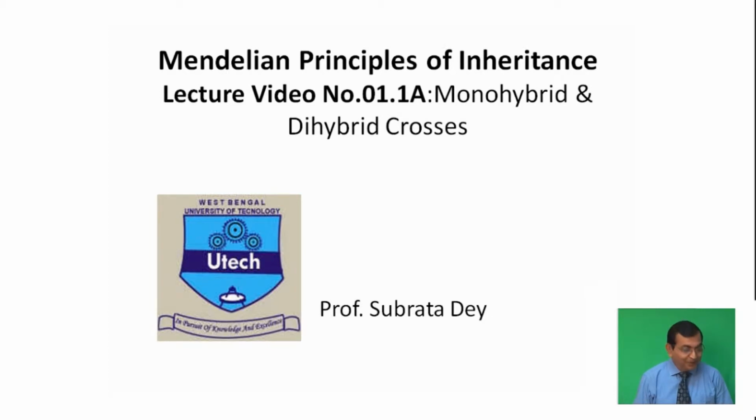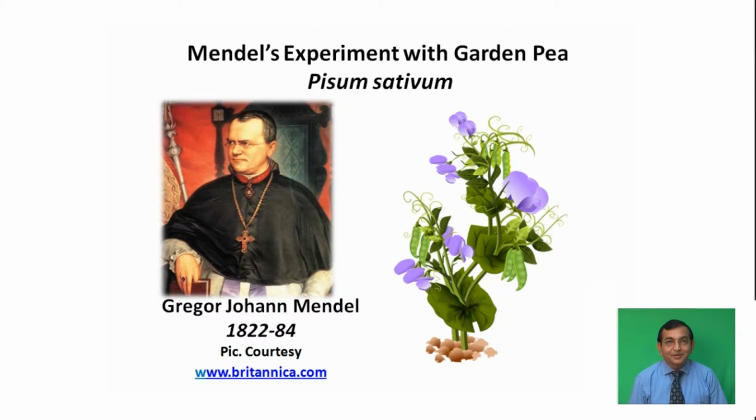In this module, we will discuss the Mendelian principles of inheritance, monohybrid and dihybrid crosses. The science of genetics began in 1865 with the pioneering work of Gregor Johann Mendel on heredity. He was an Austrian monk who discovered the laws of inheritance.